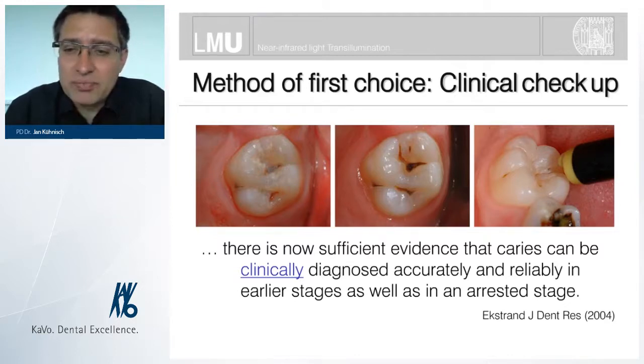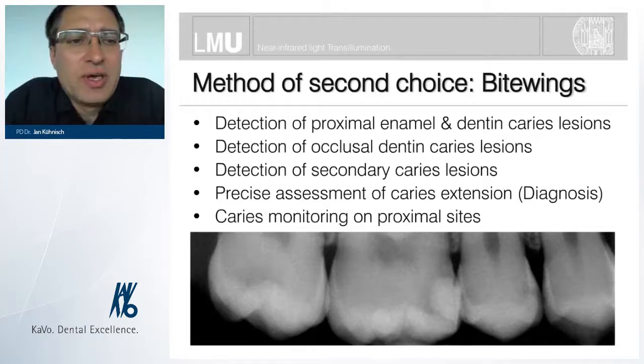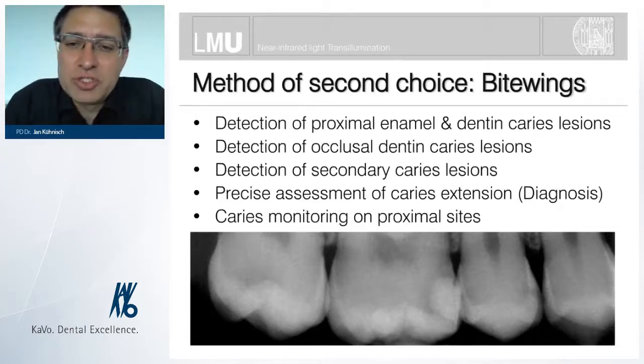And I can tell you from last week's workshop of the EAPD in Brussels that this statement was reaffirmed, and there's definitely sufficient evidence to do this clinically. But of course there are limitations. Please think of the bite wing radiographs I have shown to you just before in the primary and permanent dentition, and for that reason we need additional diagnostic tools, and the method of second choice until today is the bite wing radiograph, and there are a lot of advantages.